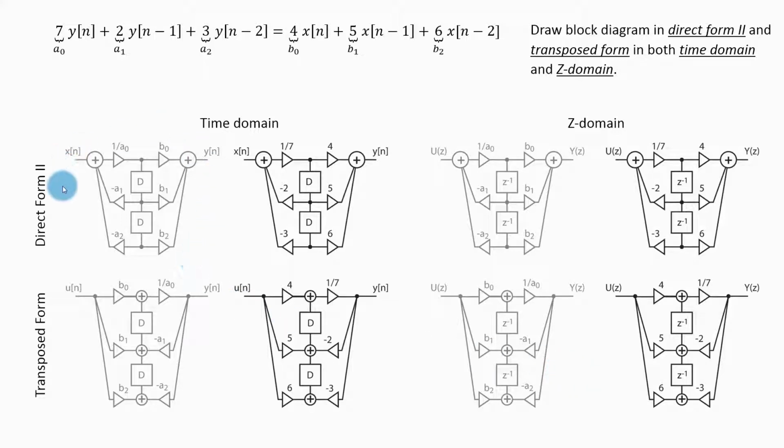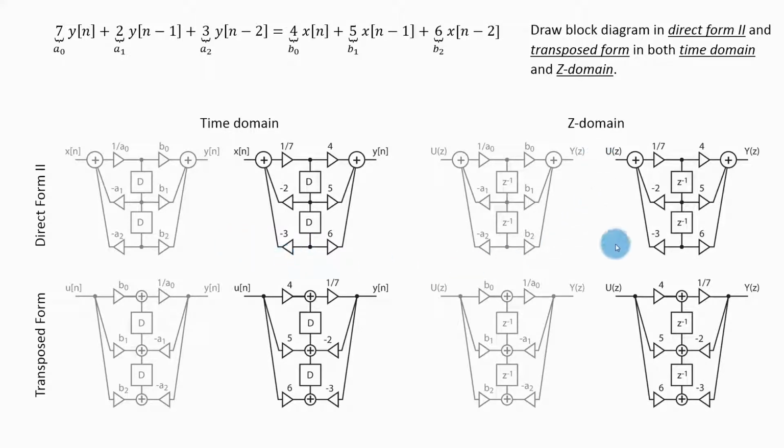When I know what the general structure is, I just need to identify these A and B coefficients and substitute them into the block diagram. So in this case, my A0 is 7, so at this place I'm supposed to have 1 over A0, so here I will have 1 over 7. My A1 is 2, here I'm supposed to have minus A1, so here I will have minus 2. This 3 will come here with negative sign, this 4 will come here, this 5 will come here, this 6 will come here. And this is the direct form 2 block diagram in the time domain.